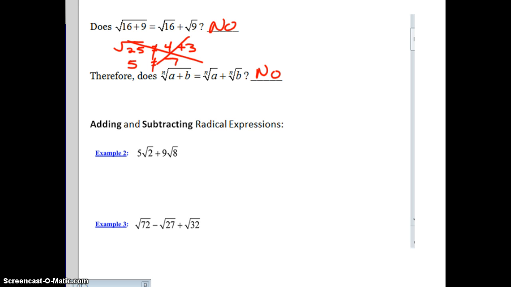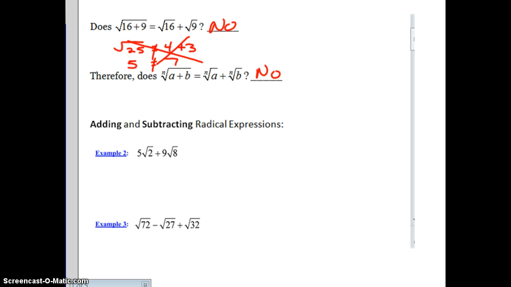When adding and subtracting radical expressions, like we have in example number 2, you must have the same radicand and the same index. So when you have the same radicand and the same index, you can add and subtract radicals. In example number 2, we have 5 radical 2 plus 9 radical 8. At first glance, it doesn't appear that we have like radicands, but we can simplify the square root of 8.